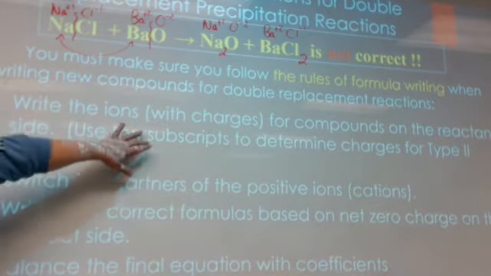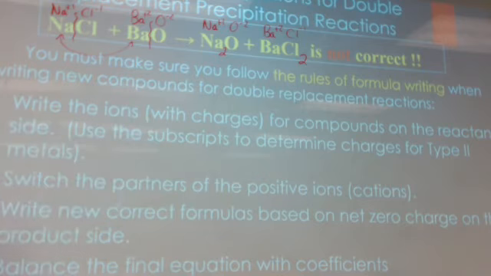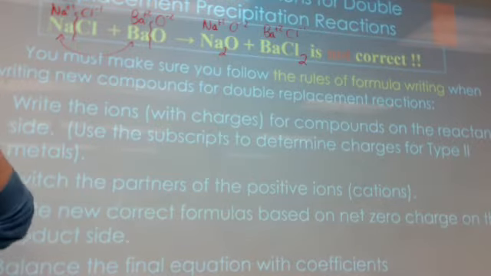We will need to use subscripts only when we need to figure out the charge of a type 2. We'll go through that example. Okay, we're going to switch partners. Our cations are going to switch and pair up with the other anion. We're going to write our new correct formulas on the product side based on the net zero charge. Okay, do our charges cancel out?